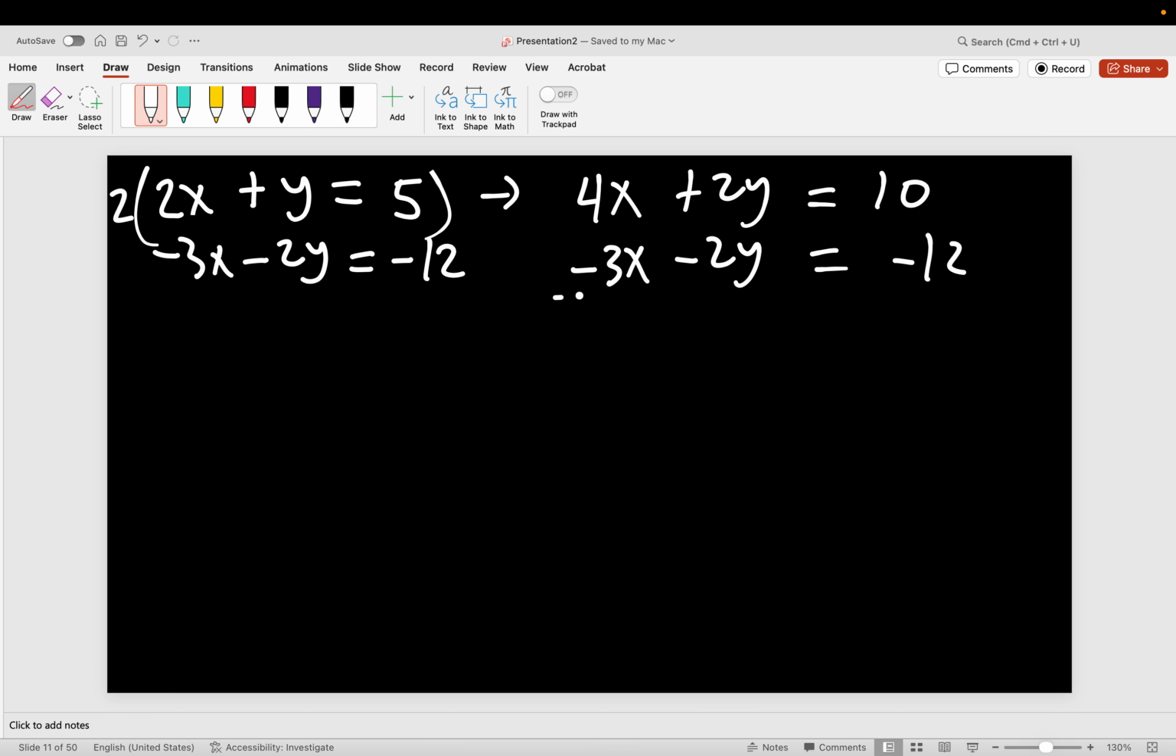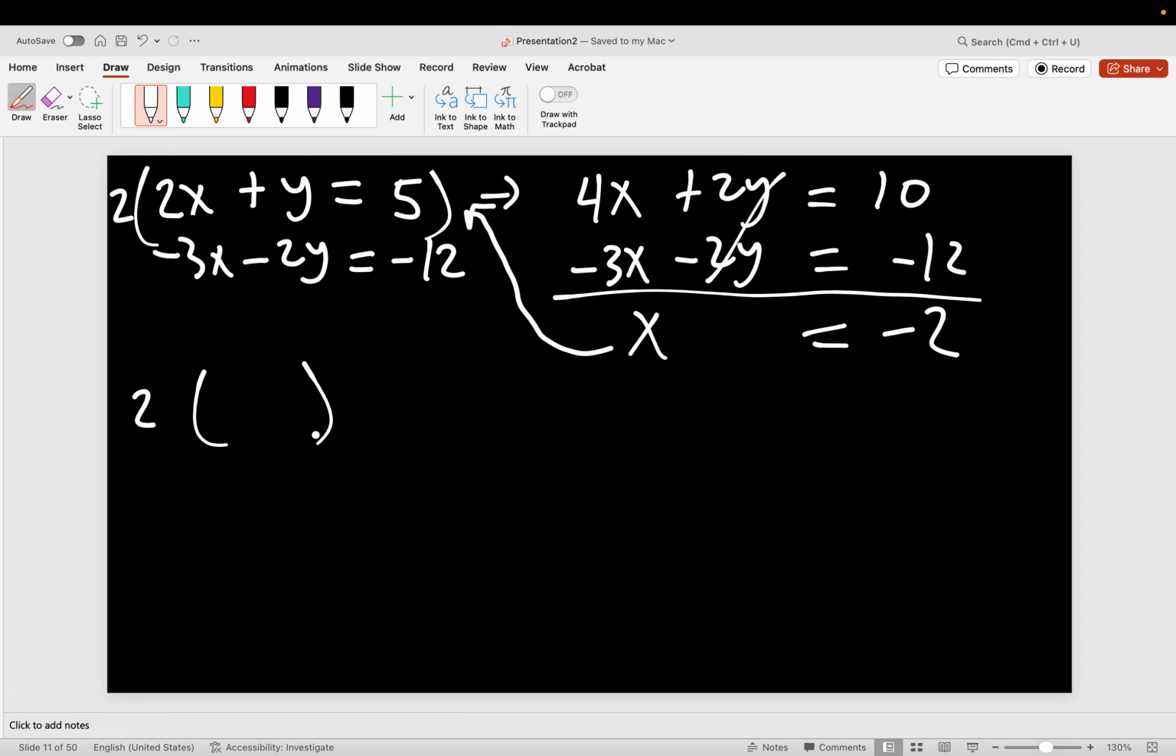Now what's 4x minus 3x? That should just be x. This is canceling out, and this should be negative 2, I believe. And now I'm going to plug this into any of my equations, picking the easiest one, which is that one. So now it's going to be 2x plus y equals 5.